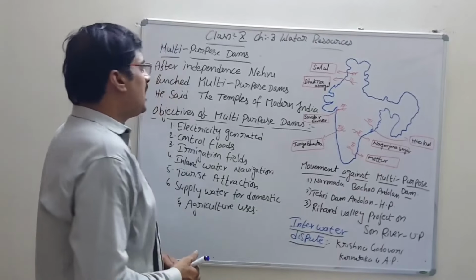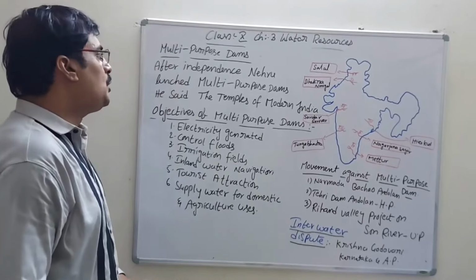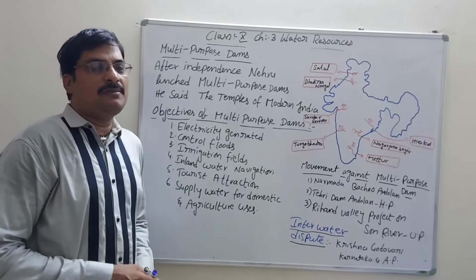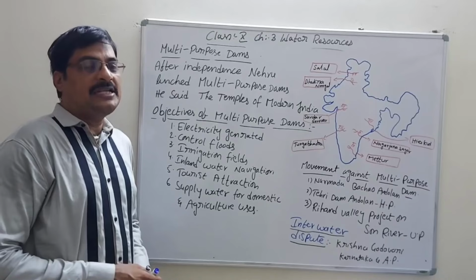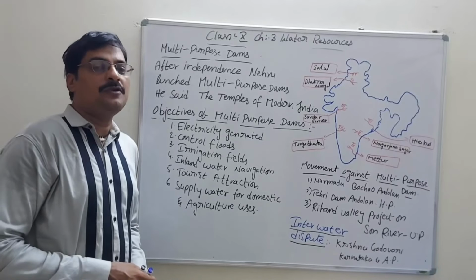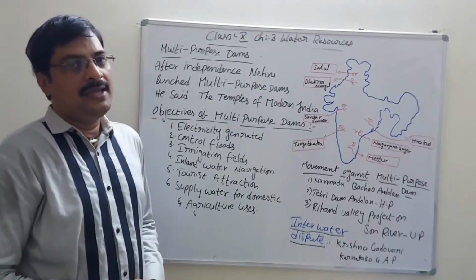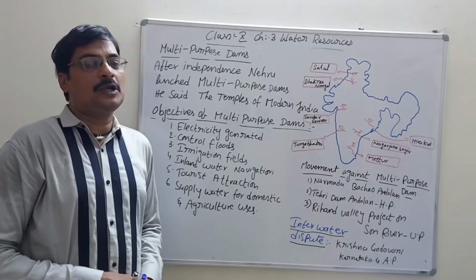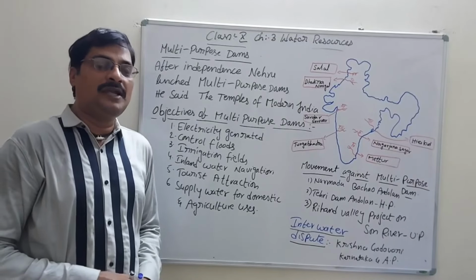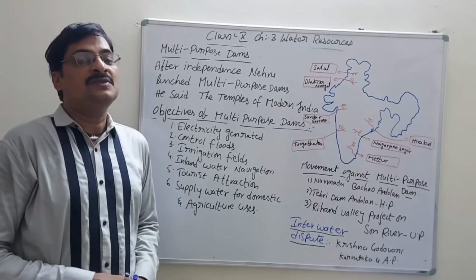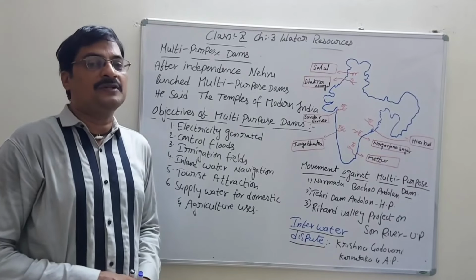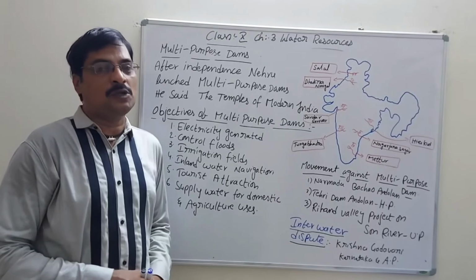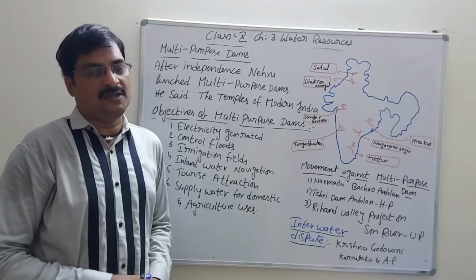Multi-purpose dams. After independence, Nehru launched multi-purpose dams. What is the meaning of multi-purpose dams? A dam that is useful for various things. In that place, dams are useful not only for preserving water, but also for the development of agriculture and for producing electricity.